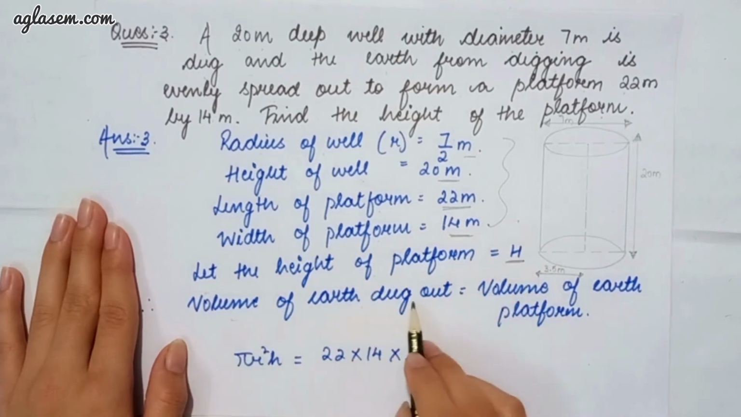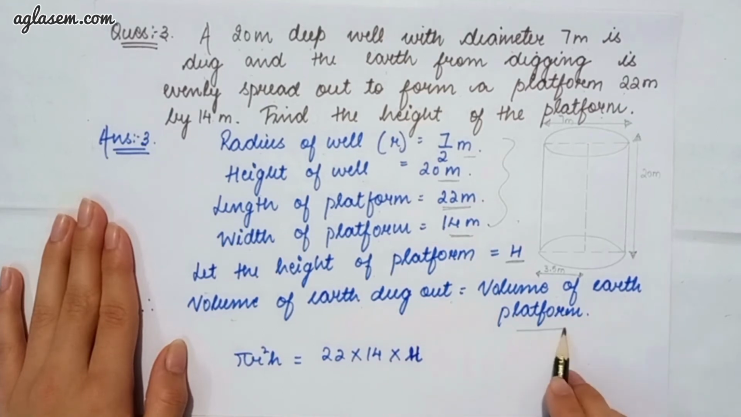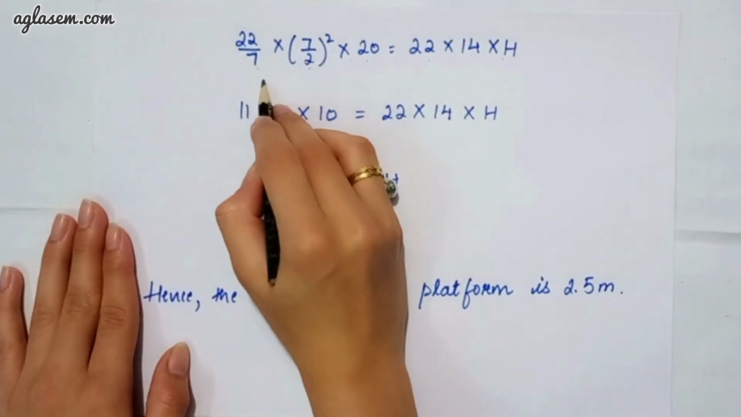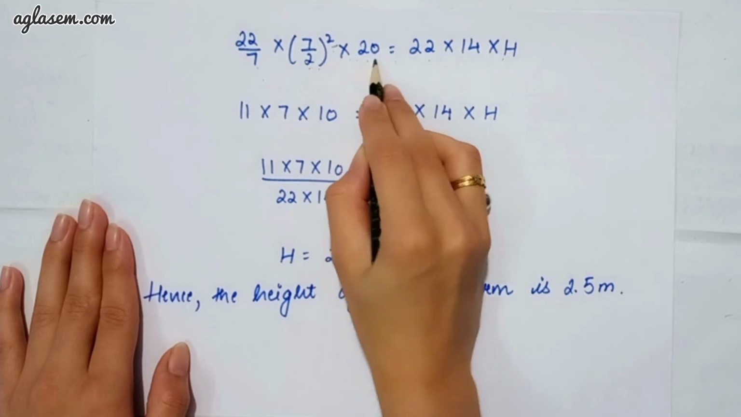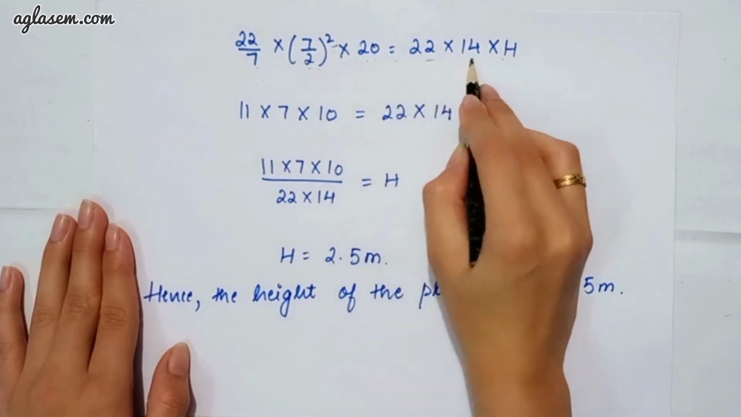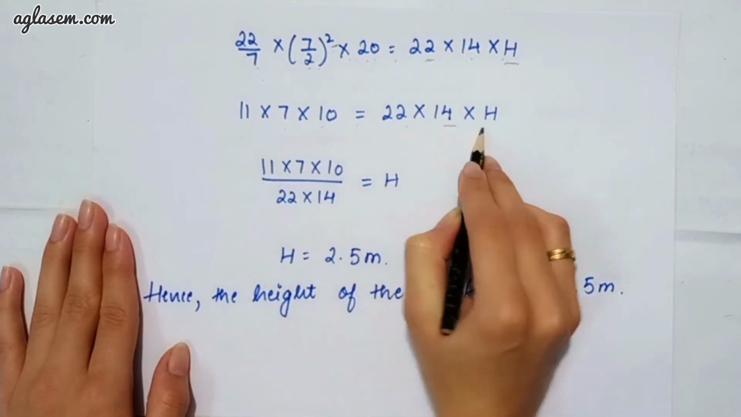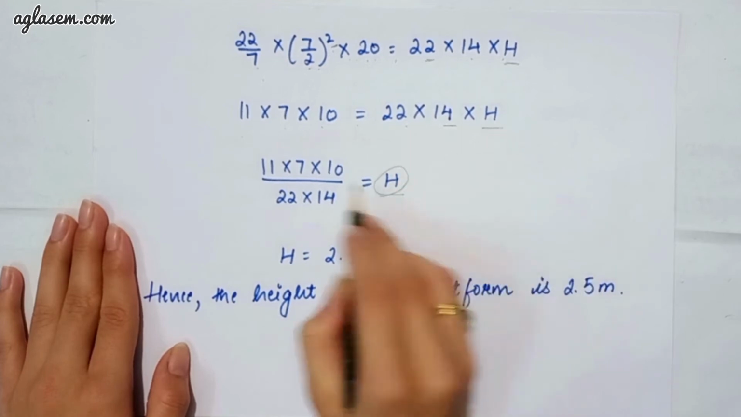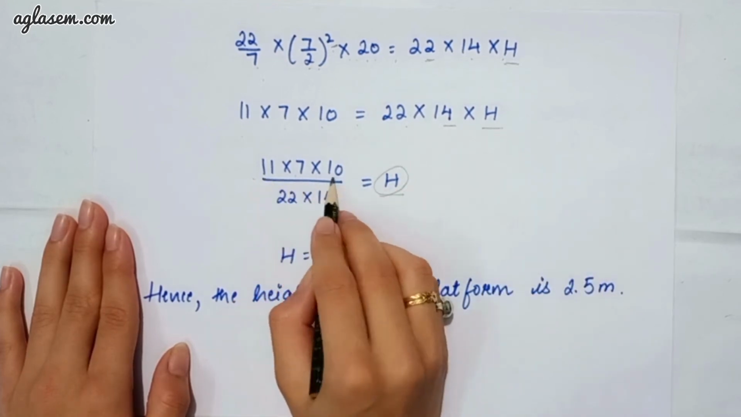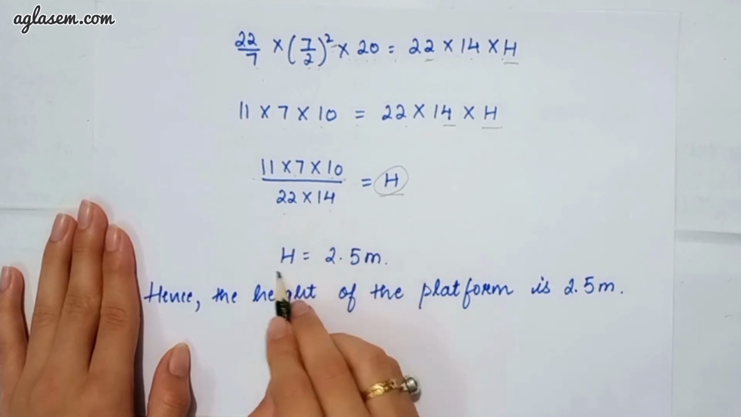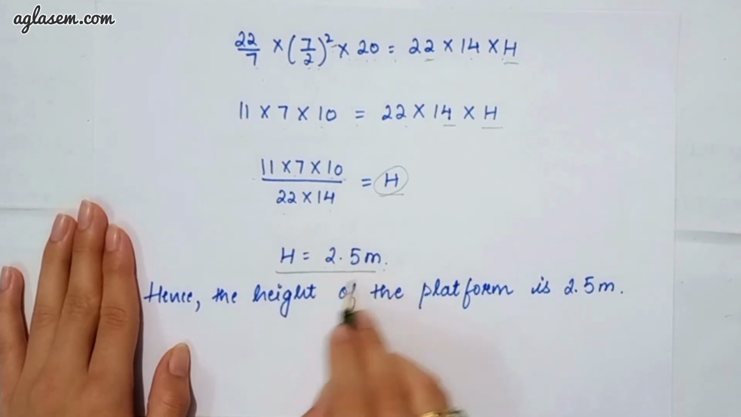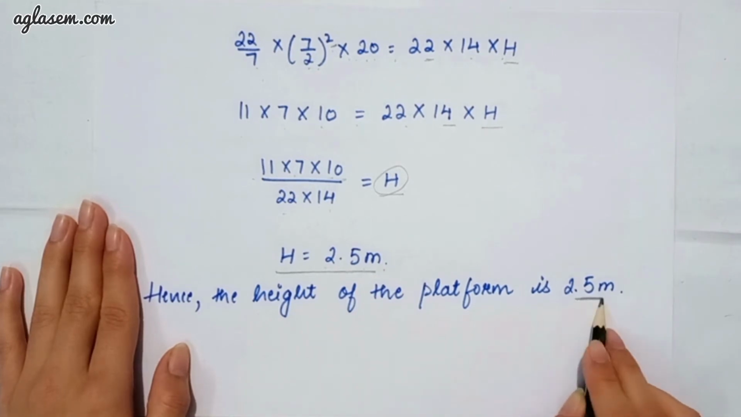So the volume of earth dug out is equal to the volume of the earth platform. So the volume of earth dug out is pi r square h, and the volume of the earth platform is 22 into 14 into h. Further solving, 22 upon 7 into 7 upon 2 whole square into 20 is equal to 22 into 14 into h. So now 11 into 7 into 10 is equal to 22 into 14 into h. Solving this we will get h as 11 into 7 into 10 divided by 22 into 14. So our h value will be 2.5 meter. That is, the height of the platform is 2.5 meter.